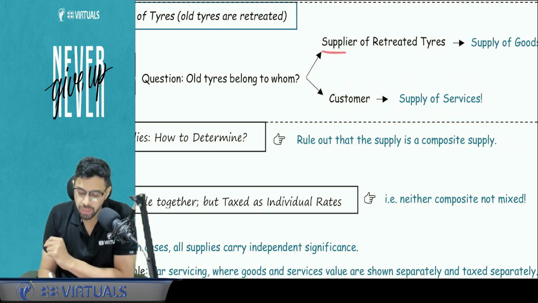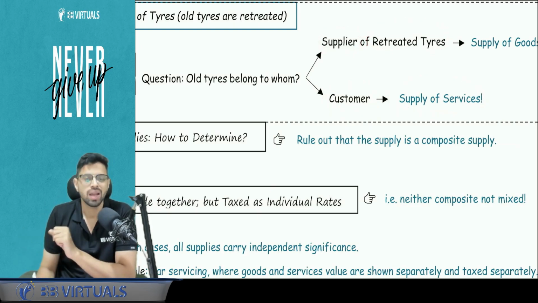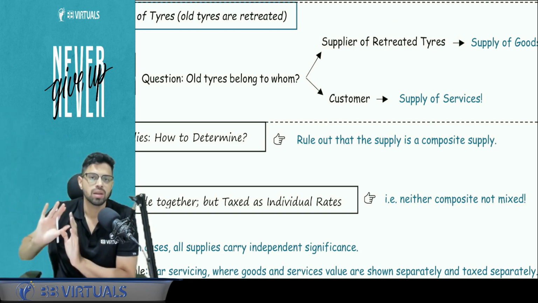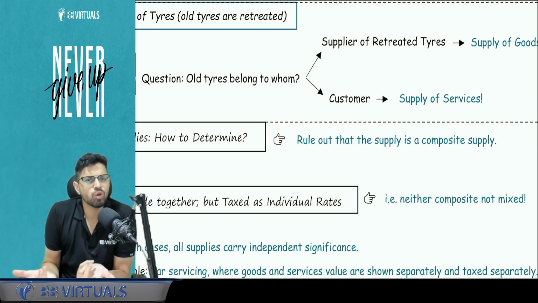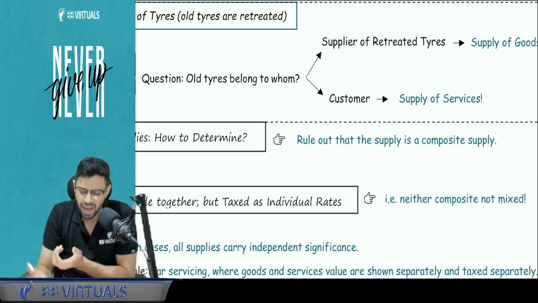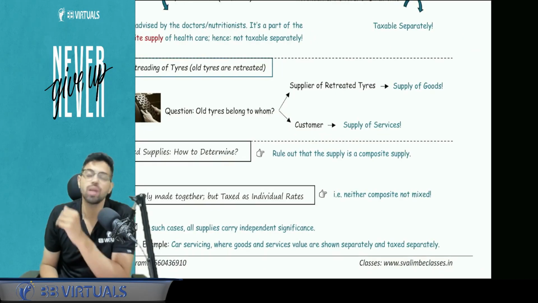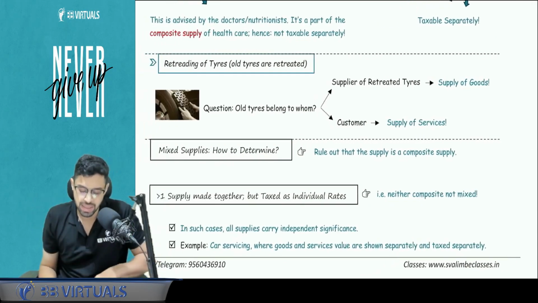But if it belongs to the supplier of retreaded tires only, meaning it is his tire on which he has done retreading and he is giving it to me, this is kind of a purchase of a tire for me. I don't care if it's a new tire or an old tire. I am buying a retreaded tire from him. So for me, this is a supply of goods. For me, it is a purchase of goods. For him, it is a supply of goods.